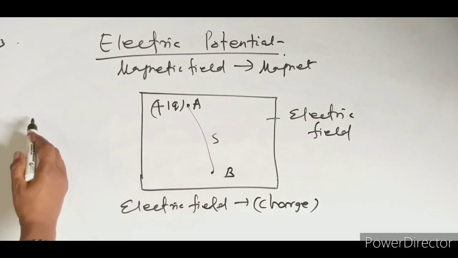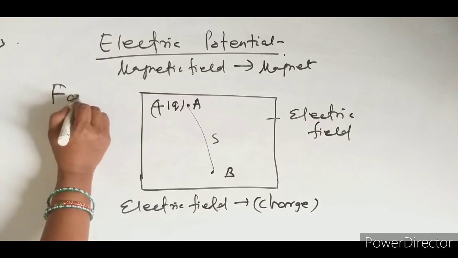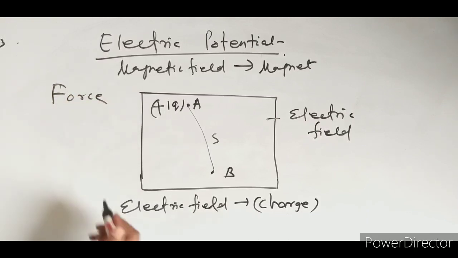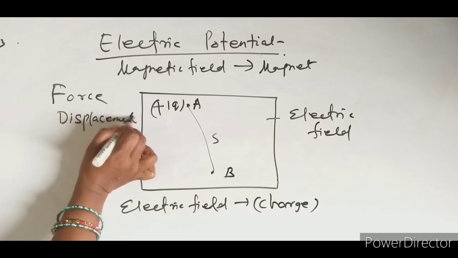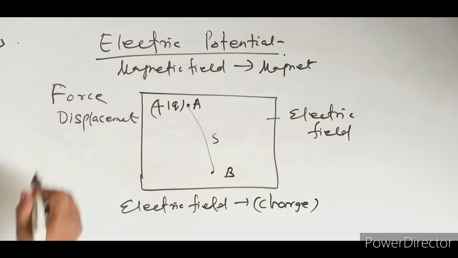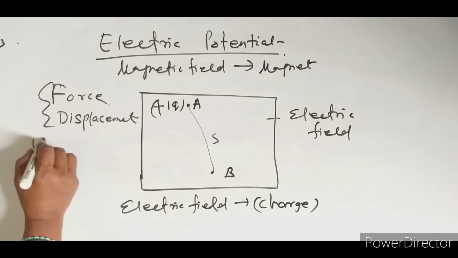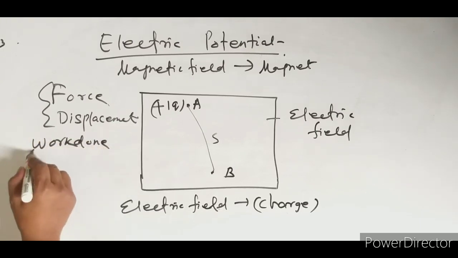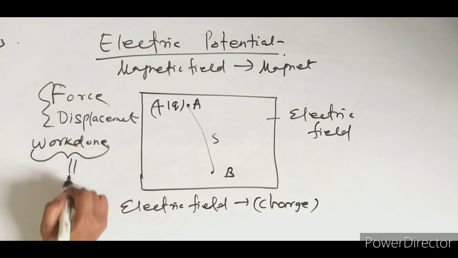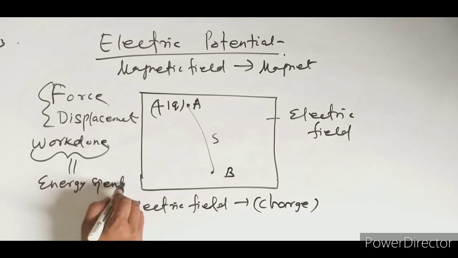So what are we getting? We are getting a force applied on the body, and there is some displacement. Two factors I am getting. What does it give us? It gives us work done. And whatever work done is equal to energy spent. Remember this one: whatever work done is equal to energy spent.